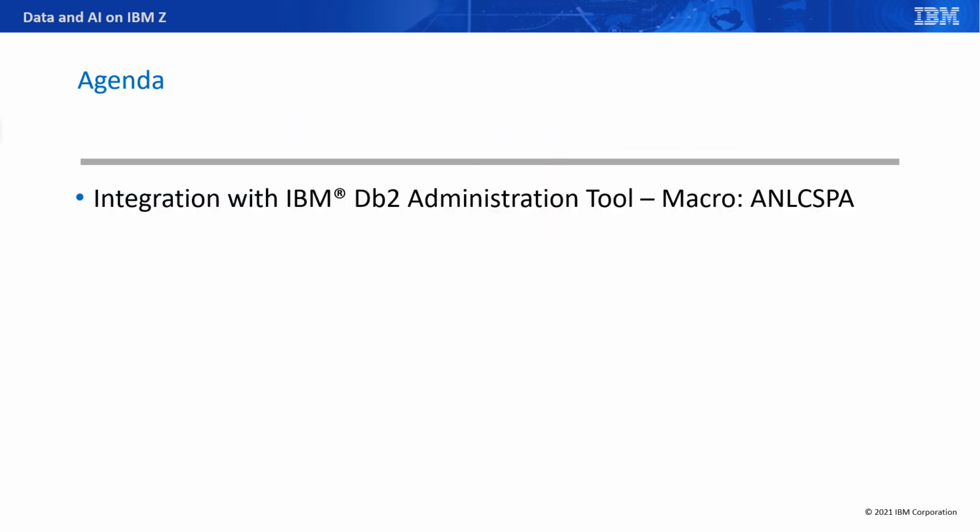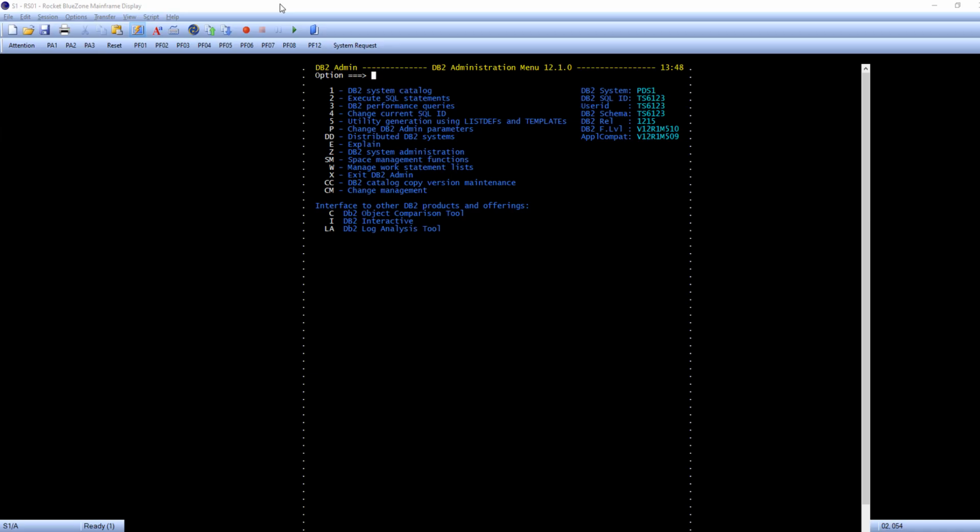If the IBM DB2 Administration Tool is installed, you can integrate it with DB2 SQL Performance Analyzer by first identifying an SQL statement within a package, and then invoking SQL PA by running the macro called ANL-CSPA. In the DB2 Administration Tool, I'll access the DB2 System Catalog.